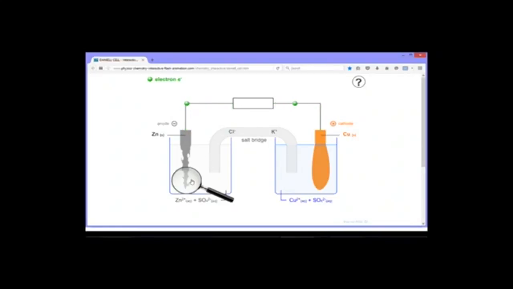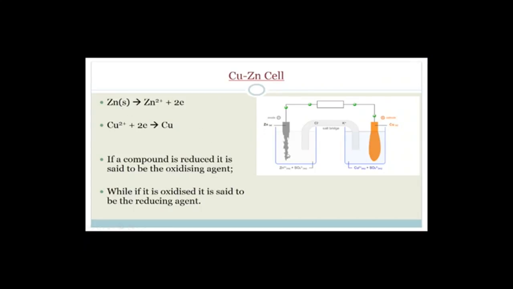I will go through this again properly, but all I wanted to show you was that this was actually happening. The zinc is breaking up into Zn2+ plus 2 electrons. The copper 2+ ions are gaining those 2 electrons to form copper.